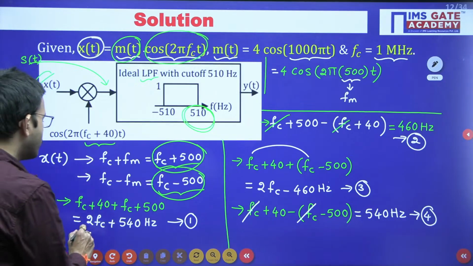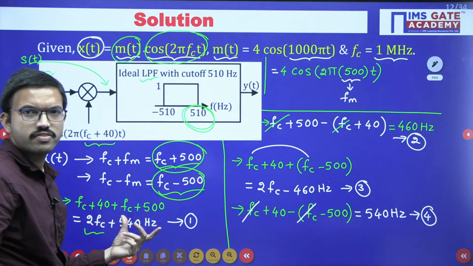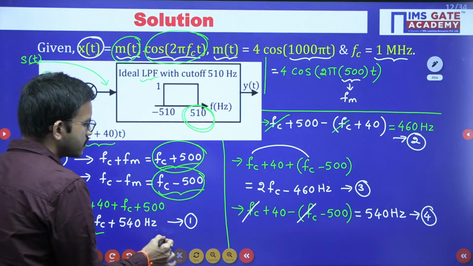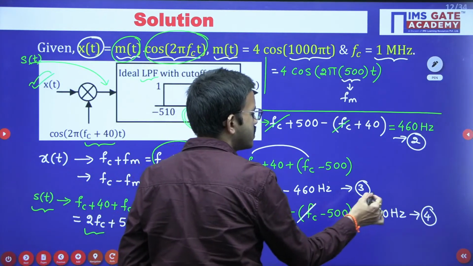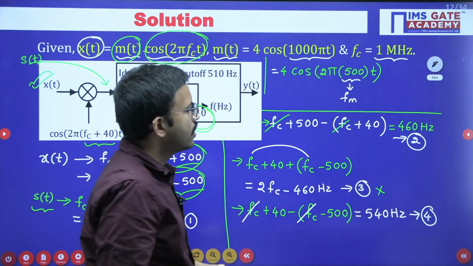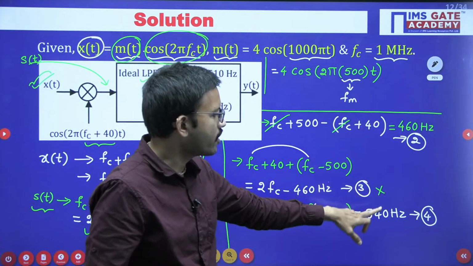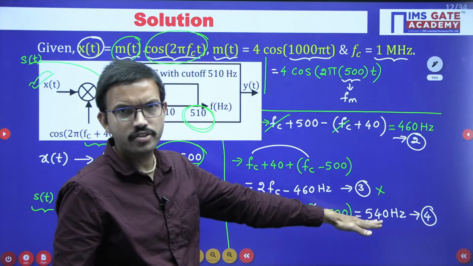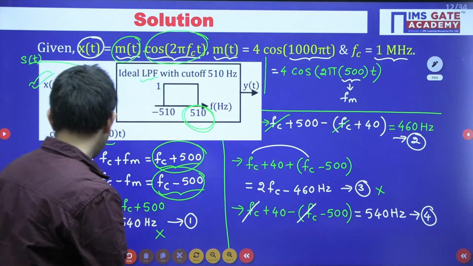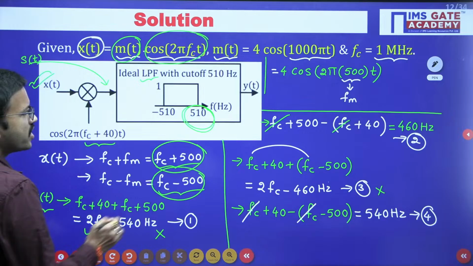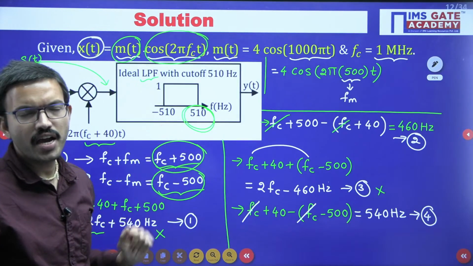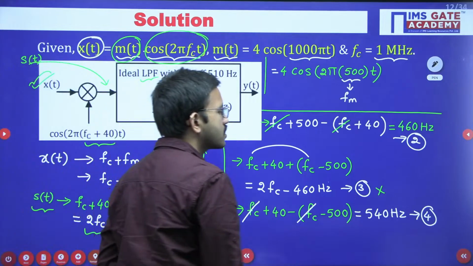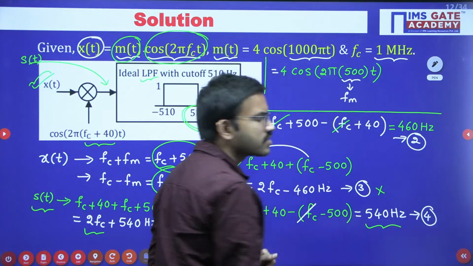See here, 2fc plus 540, this is the highest frequency, right? So it won't pass. And here 2fc minus 460, this is also high frequency, it won't pass. Now 460 Hz, 540 Hz, these are the somewhat low frequencies, right? Now since in this question you are having cutoff frequency what? 510 Hz, upper cutoff you are having 510 Hz. So that means 540 Hz, whether it will pass?